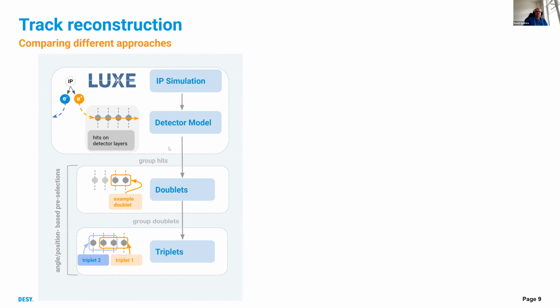So now I'm going to present the 3 approaches, and 2 of them rely on the triplet information, and 1 of them just relies on this doublet level.